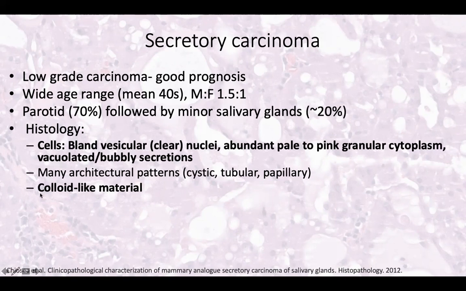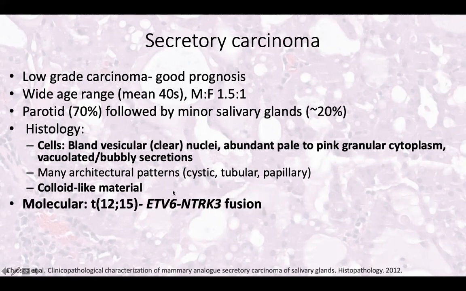And we just looked at the histology. Bland vesicular nuclei with these little pinpoint nucleoli, abundant pink to pale granular cytoplasm. And they have this vacuolated bubbly secretions. And they have a characteristic fusion of ETV6 and NTRK3. And this is seen in almost 100% of tumors. There are rare variants, but the vast majority of these things will be ETV6 and NTRK3. You can also see ETV6 with other translocation partners.